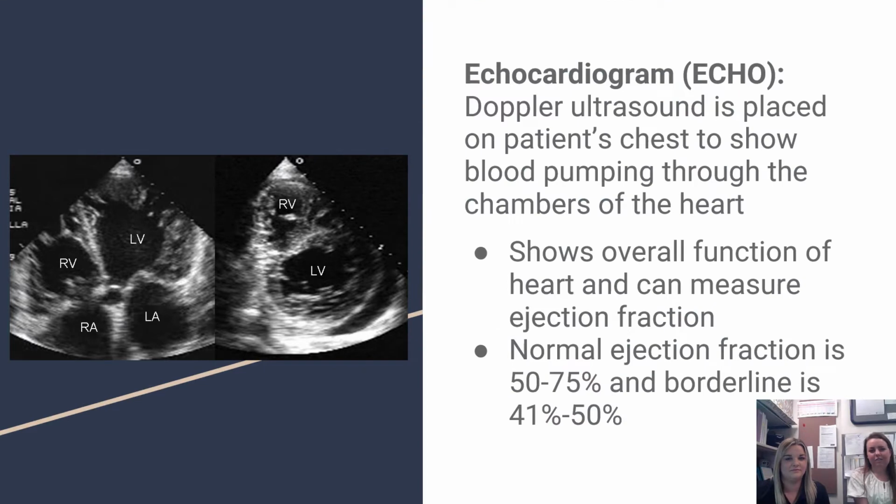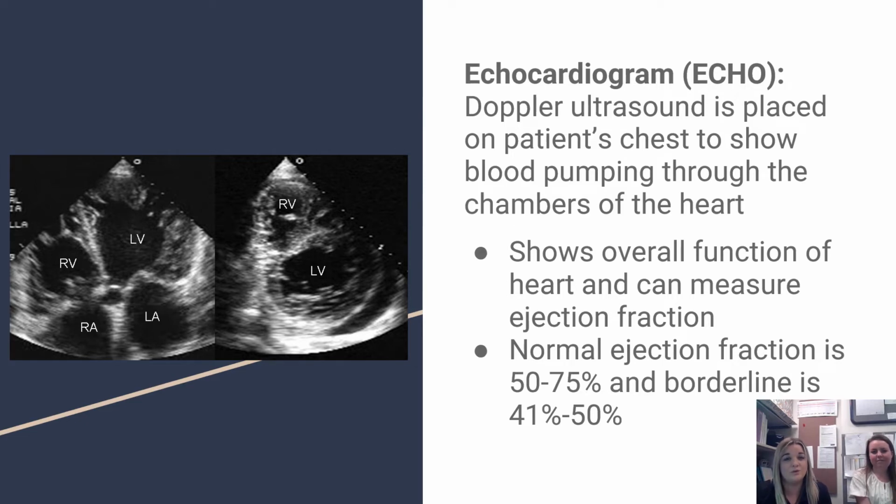Another diagnostic procedure that is often used to diagnose patients with heart failure is called an echocardiogram, also known as an echo, where a Doppler ultrasound is placed on a patient's chest to show blood pumping through the chambers of the heart. This procedure can show the overall function of the heart and can also measure ejection fraction, which we previously talked about in this presentation. A normal ejection fraction is 50 to 75%, and borderline is 41 to 50% for heart failure patients.